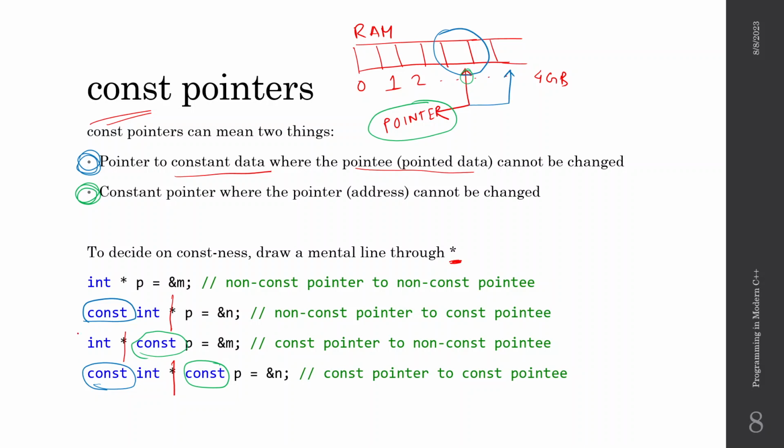Okay, now over here, this one I have covered, this one also I have covered. Now over here I will again draw a line through the star, and the const word is after the star. It means that the pointer cannot be changed, so the location cannot be changed. It is the second case. And in the last case, both are const. There are two consts in the data type. It means that both the location and the value cannot be changed.